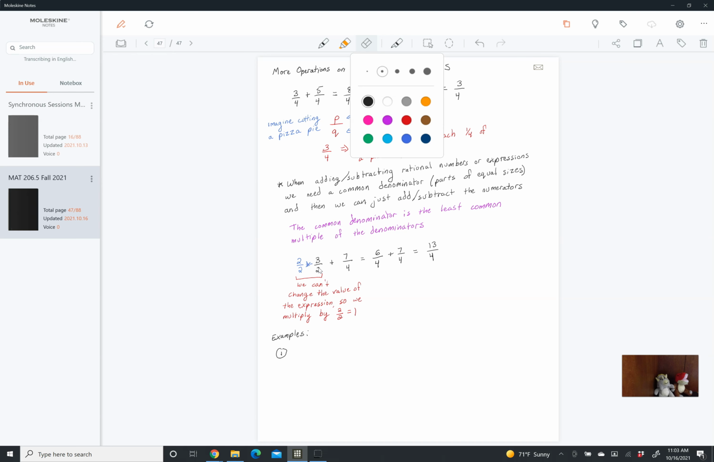So let's say that our first one is x over x plus 3 plus 3 over x plus 3. Okay, well, the first thing that you want to do is look at the denominators. The denominators already are common denominators, so we don't need to worry about finding the least common multiple because we already have a common denominator. So that common denominator is going to carry through.